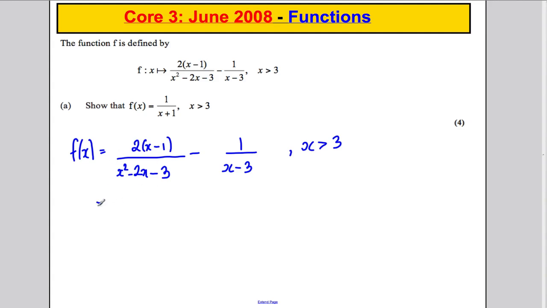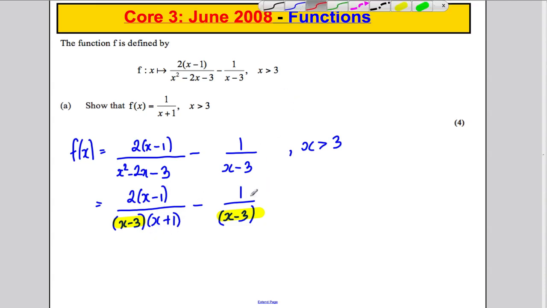Always with these, before you launch into them, factorise. The top can't be factorised anymore. The bottom neatly factorises to x subtract 3, x plus 1, over 1 minus, 1 over x subtract 3. If you want to add or subtract fractions, denominators have to be the same. You've got x minus 3 here and an x minus 3. However, you've got a factor of x plus 1 here. So this second fraction must be multiplied on top and bottom by x plus 1.